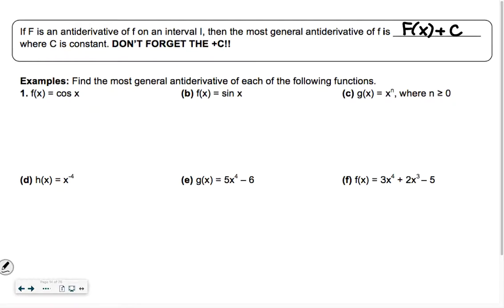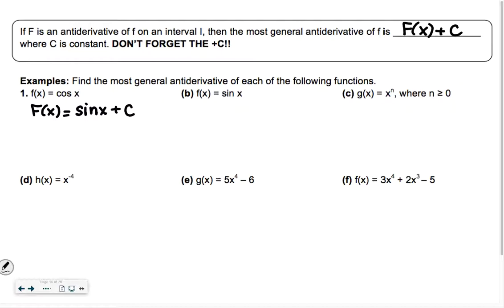All right, so find the most general antiderivative of each of the following functions. So if I have cosine of x, again we're thinking, what do I take the derivative of in order to get cosine of x out? Sine of x, exactly. So I should have capital F of x equals sine of x. But it could be anything. It could be sine of x plus 1, sine of x minus 100. I don't know. So we put sine of x plus c, because when I take the derivative of a constant, I'm going to get that 0 out. Does that make sense? Okay.